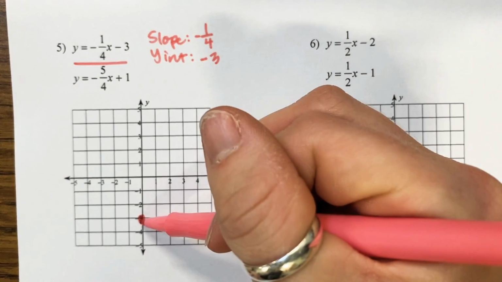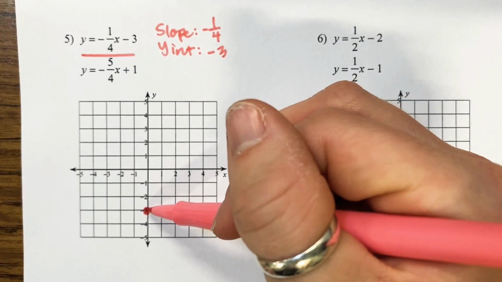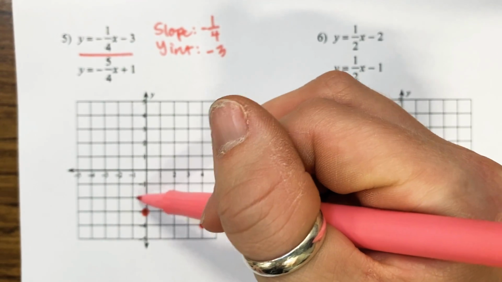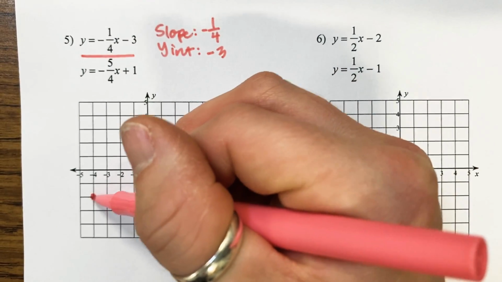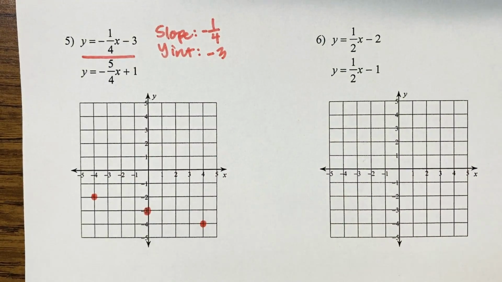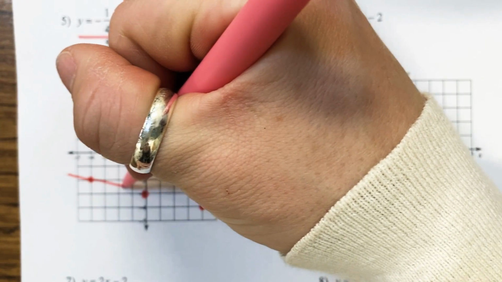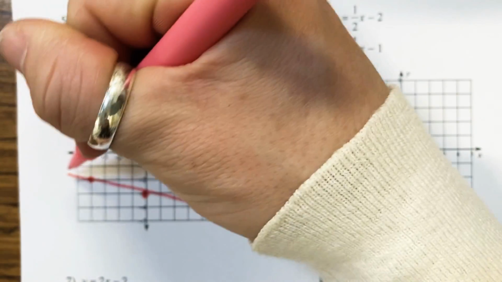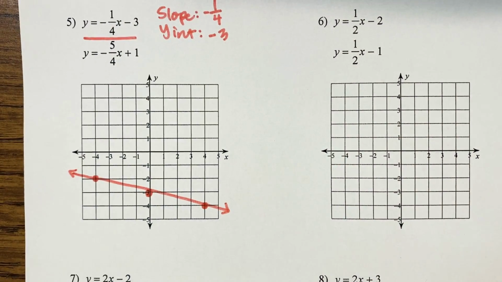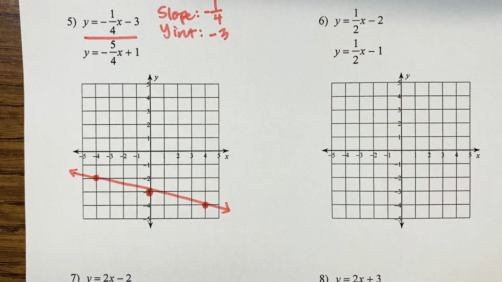Maybe let's try and go backwards. From my first point, let's go up 1 and backwards 4: 1, 2, 3, 4, just to give us a few more options to see where they might intersect, where they might cross. So that is my pink line. Now let's graph our green line.